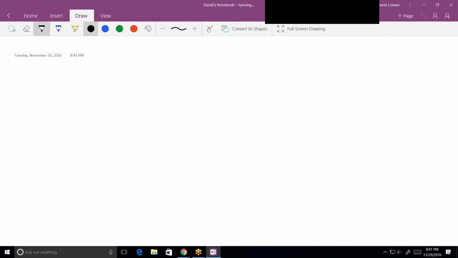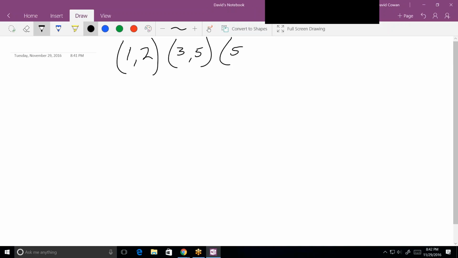What else? So this one, it says find the inverse of the function and determine whether the inverse represents a function. Okay? But it just gives a list of points. So it gives 1, 2, 3, 5, 5, 8, and 6, 10. Okay, notice that's not a function, but just a list of points that turn into a function.